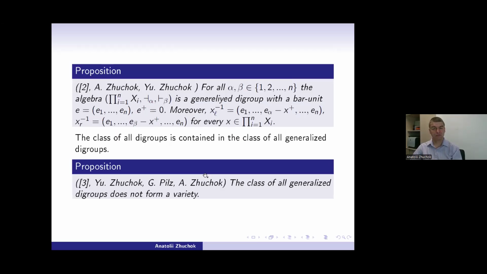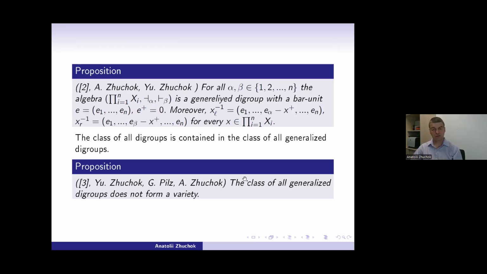Okay, and then we get a generalized D-group with a bar unit. This is the bar unit, and the left and right inverse elements have such formulas for every x. So you can see that these are different elements. Yes, in the case of the group, we have only one inverse, here two inverses, and they are different.